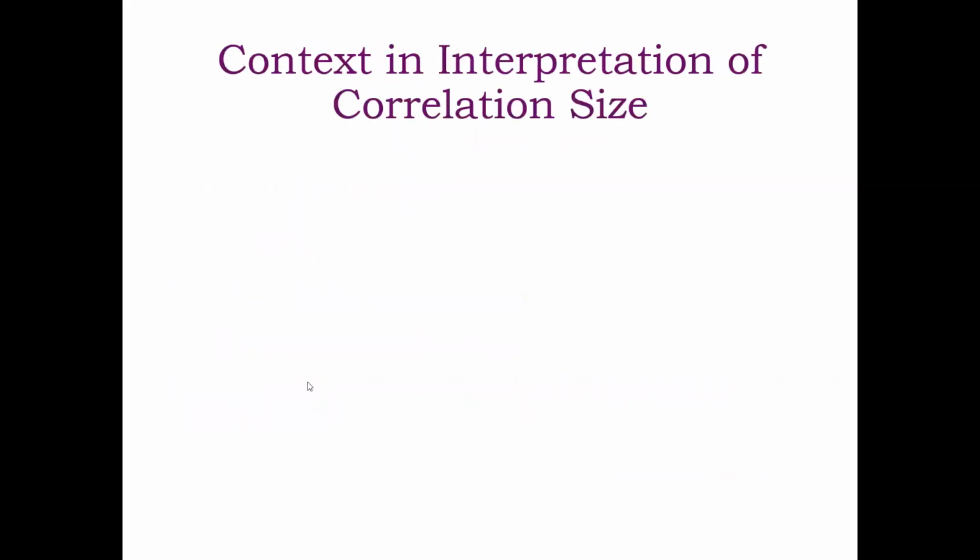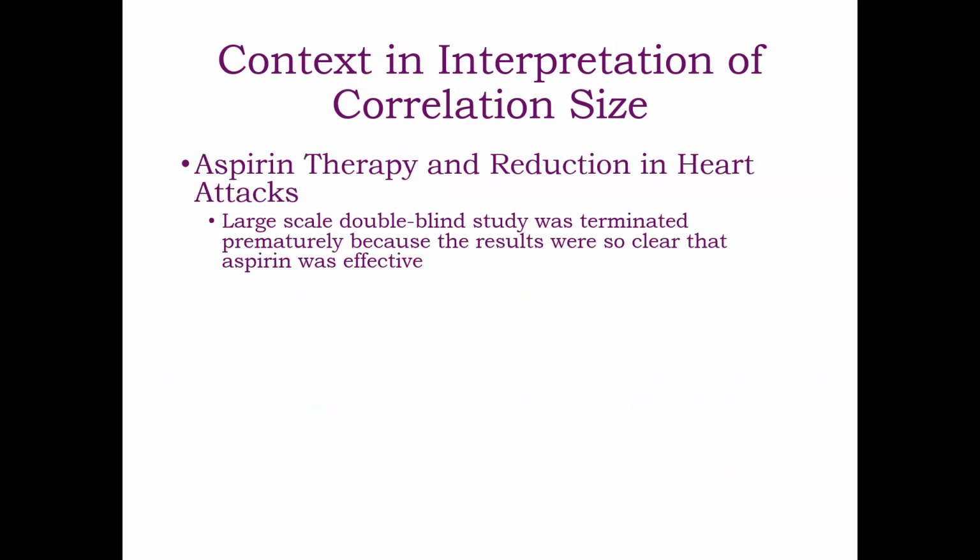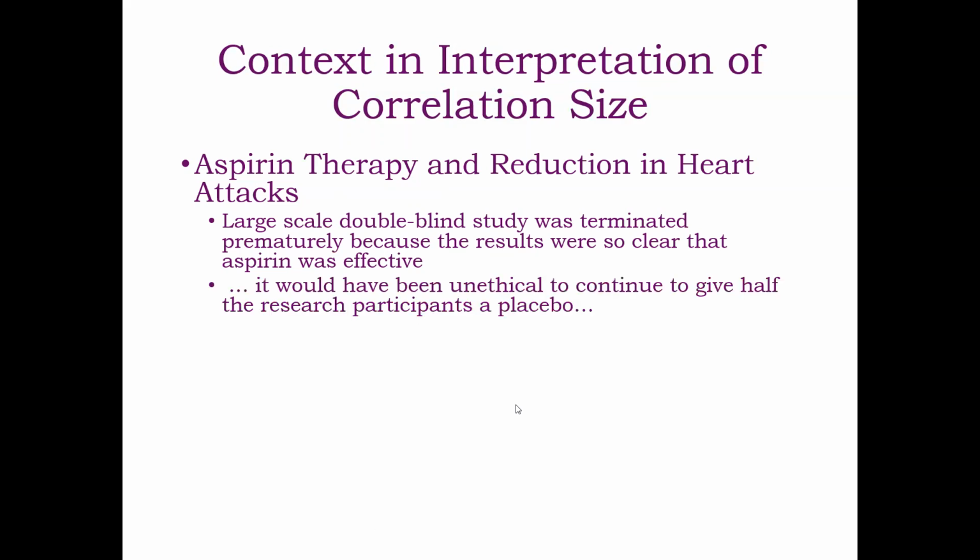So let's look at some examples. Your classic example is that of aspirin therapy and reduction in heart attacks. So they used a large-scale double-blind study. The double-blind just means that neither the researcher nor the participants know what condition they're in. So they didn't know if they were receiving the actual aspirin medication or a placebo, right? They terminated it because the results were clear that aspirin was very effective in preventing heart attacks, okay? It wouldn't have been ethical to continue to give half of them a placebo.